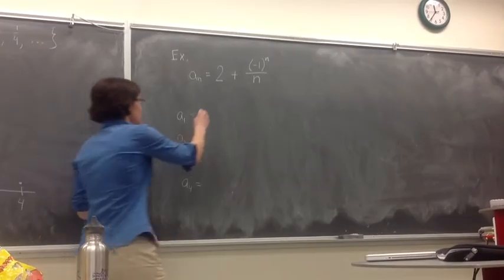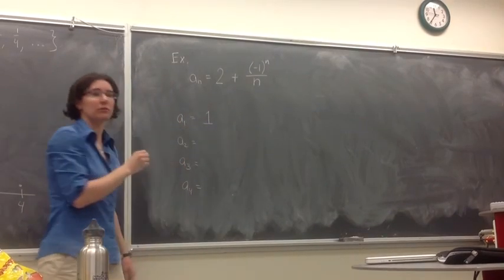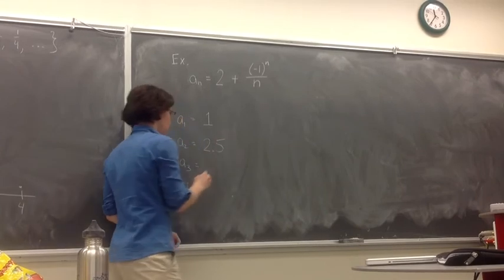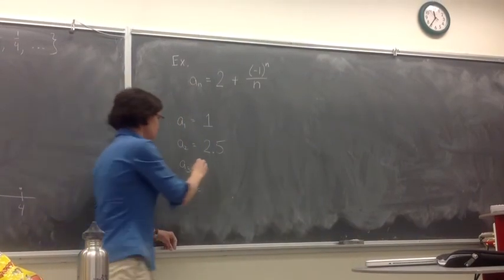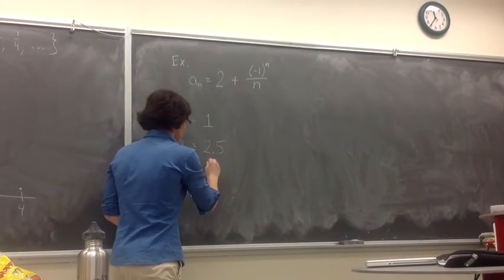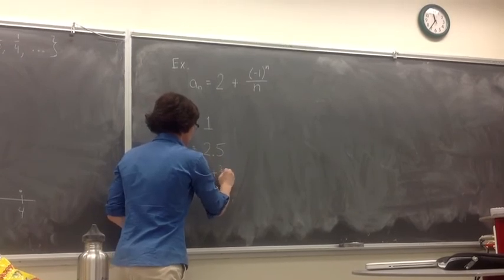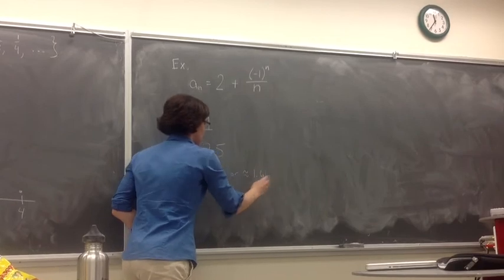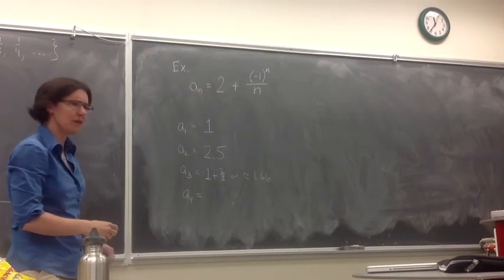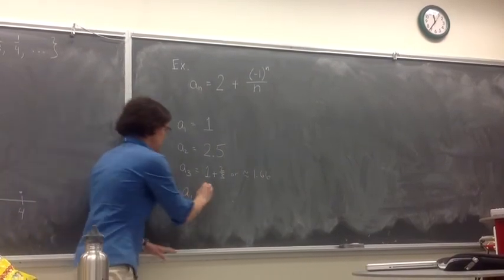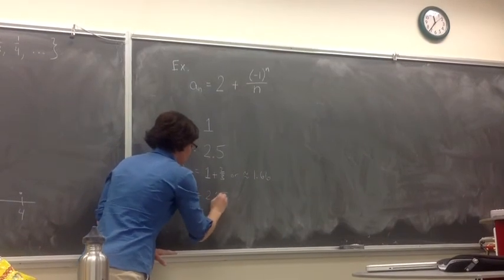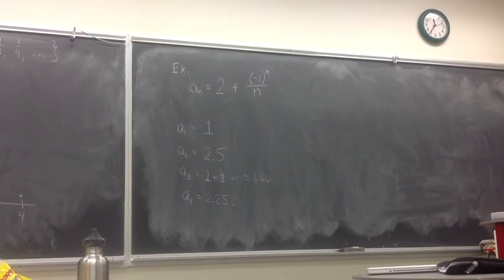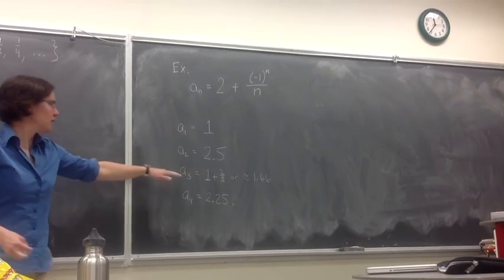One. Okay, so we've got a value of 1. How about for A2? 2.5. 2.5. Okay, how about A3? 1 2/3. All right, so 1 2/3 also, so 1 plus 2/3, or approximately 1.66. Okay. What about A4? 2.25. Okay, so we've got a bunch of numbers here, and I purposely approximated on A3 here.